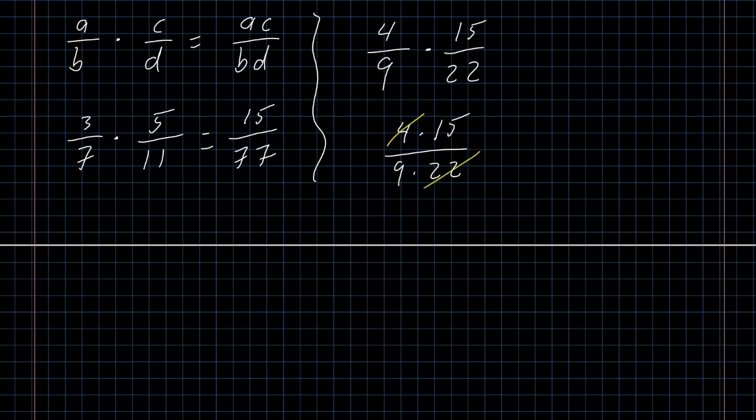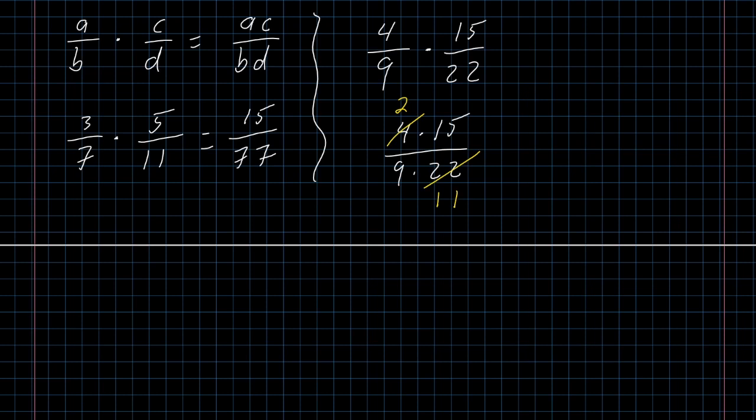Four and 22 are both even. 4 is 2 times 2. 22 is 2 times 11. So 4 divided by 2 is 2. 22 divided by 2 is 11. Now we are reduced because we've gotten rid of that factor of 2.